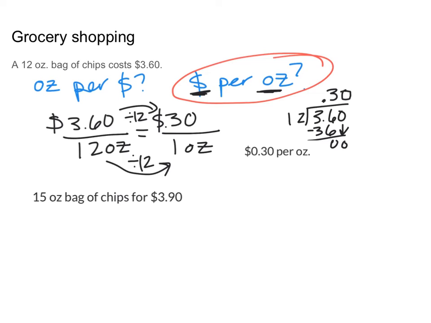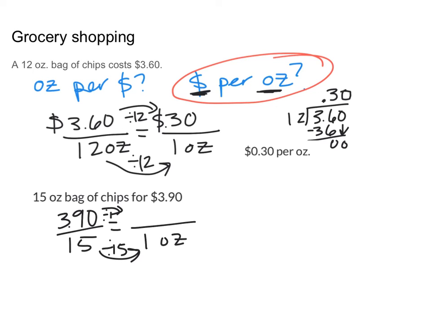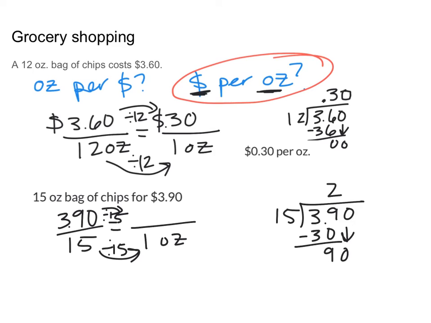So let's say I'm comparing that to a 15-ounce bag of the exact same chips for $3.90. We want to make sure to do the comparison the same way. So we'll do 3.90 over 15 equals how much for 1 ounce. So we'll divide by 15 and divide by 15. And then we'll do our long division. 3.90 divided by 15. Well, 15 doesn't go into 3. It does go into 39 twice, giving us 30. And then 15 goes into 90 6 times. We bring the decimal up to the same spot. So this one gives us 26 cents per ounce, whereas the smaller bag costs 30 cents per ounce. So not much of a difference, but if you're really interested in knowing which one's cheaper, it would be the 15-ounce bag.